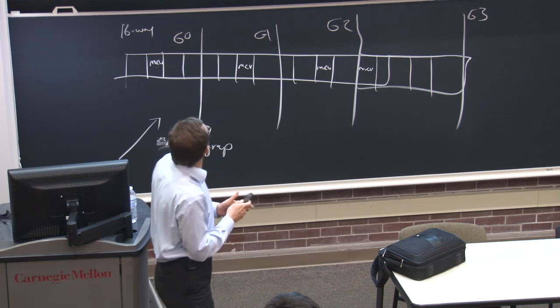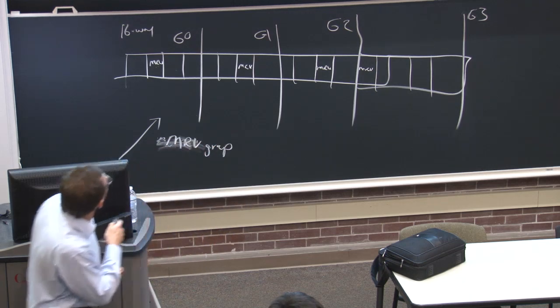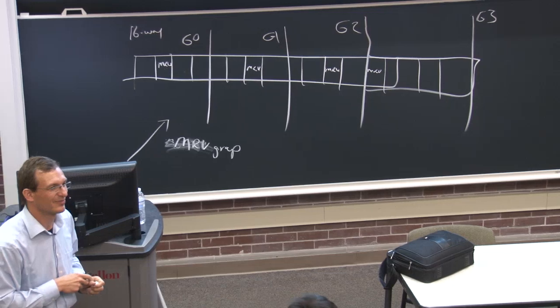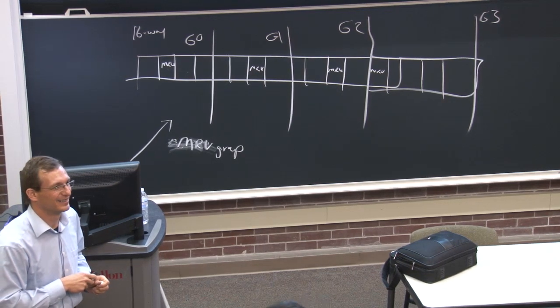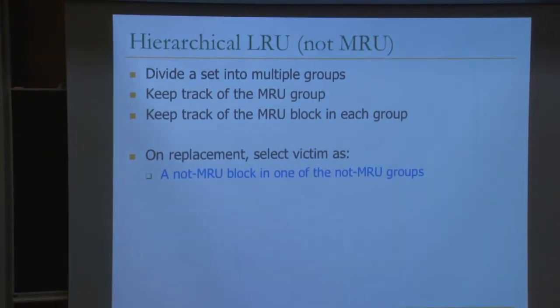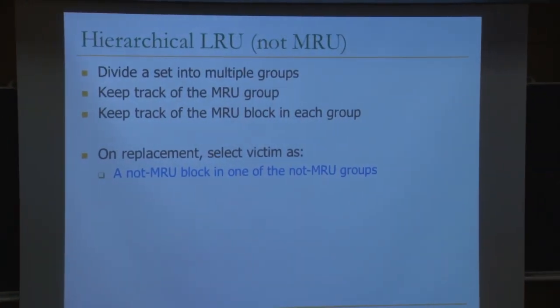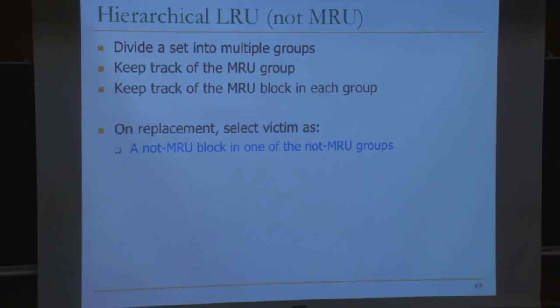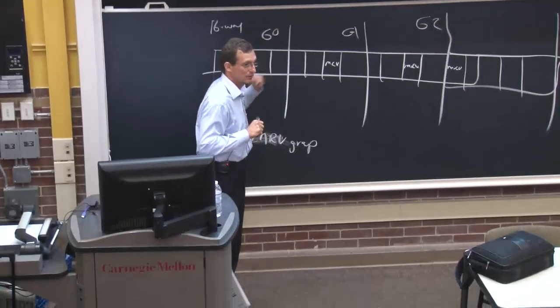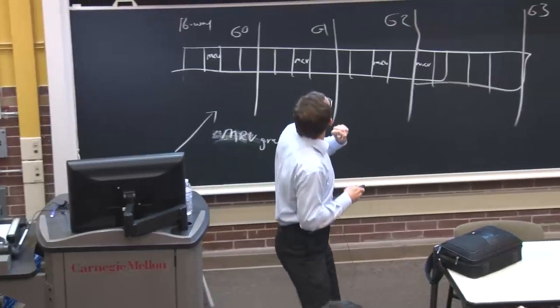And the policy is this: you replace a not MRU block in one of the not MRU groups. Right? Makes sense. You're definitely not replacing the MRU. It's better than not MRU because now you're grouping, and you're not replacing MRU things in any of the groups. So what does it take to implement this?